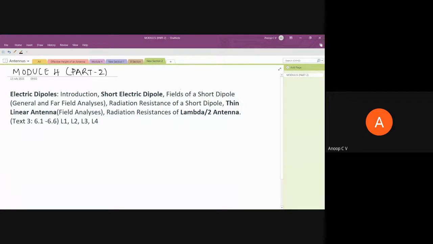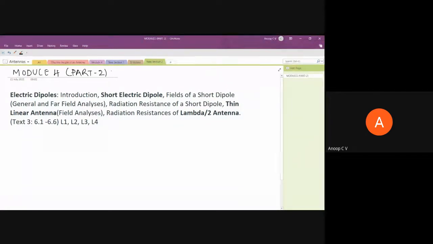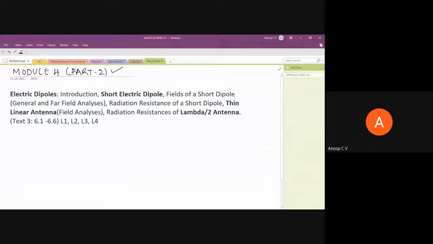Right. So today we'll move on to part 2 of module 4, that is about electric dipoles and thin linear antennas. Both are actually the same, we can use them interchangeably. So we'll start the discussion of this module with the short electric dipole.